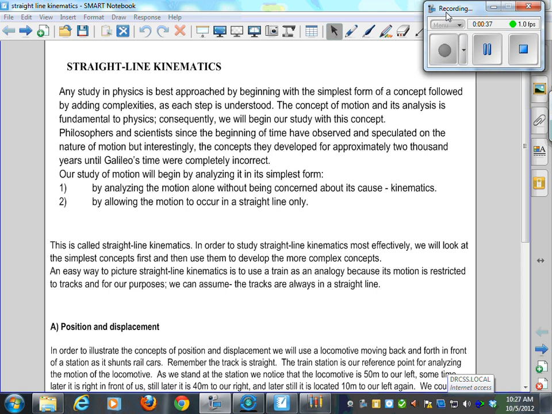Philosophers and scientists since the beginning of time have observed and speculated on the nature of motion, but interestingly, the concepts they developed for approximately 2,000 years until Galileo's time were completely incorrect. That is unfortunate, isn't it? For 2,000 years, we were led astray.